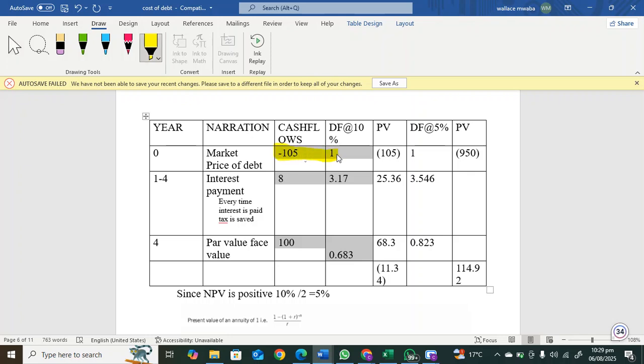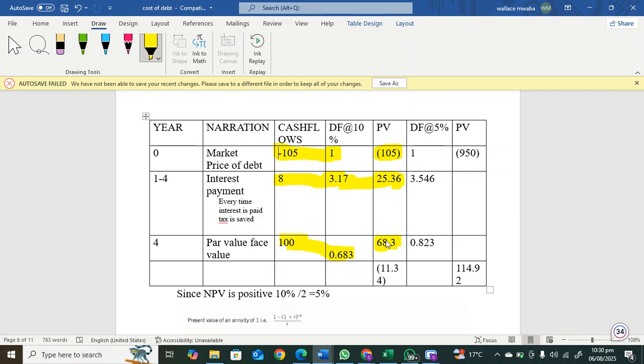Negative 105 times 1, we get negative 105. 8 times 3.17, you get 25.36. 100 times 0.683, you get 68.3. Okay, you get your present values.